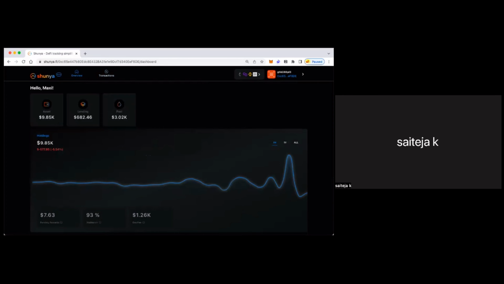Also, an interesting thing is that you can see how much I'm holding in stablecoins or in volatile assets. This will help you understand whether I'm in a safe zone or not. 93% of my portfolio is in stablecoins now, so I'm okay to bear this volatility. And you can see the pending rewards that I have across all the positions, along with the gas fee.